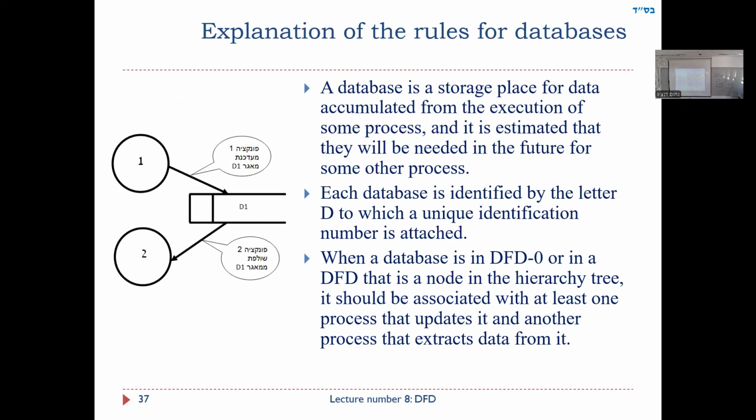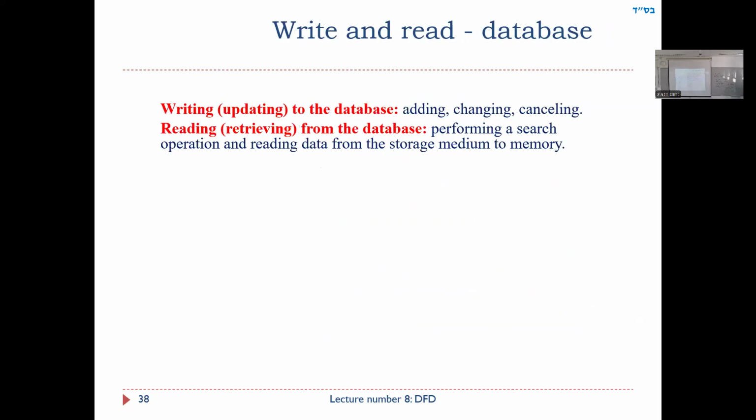Okay. Explanation of the rules for databases. A database is a storage place, obviously, and the data is going to be needed in the future. Each database is identified by D. When a database is in DFD 0, or is a node in the hierarchy of the tree, node meaning that it has children, it should be associated with at least one process that updates it and another process that extracts from it. So you have to have one that writes and one that reads. If you don't have that, then you can't show the database. And you'll show it when you do the detailed showing.